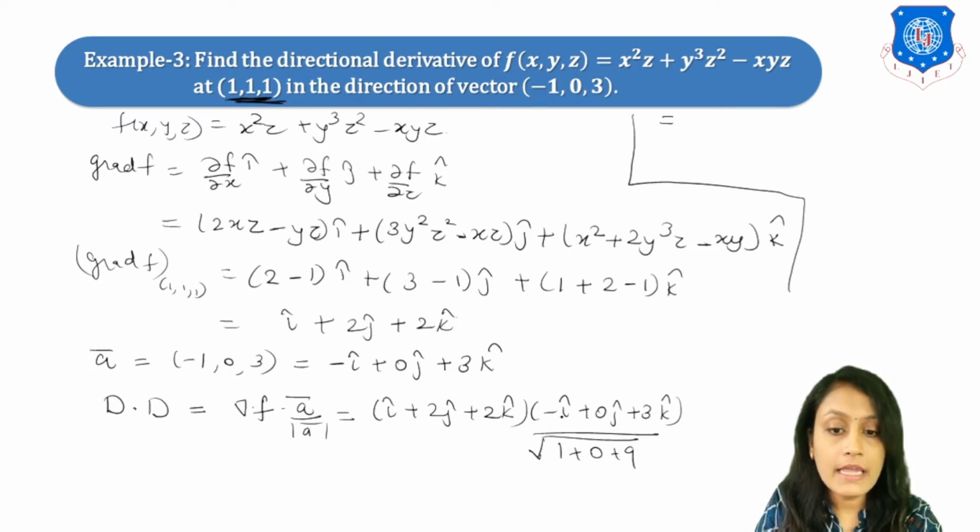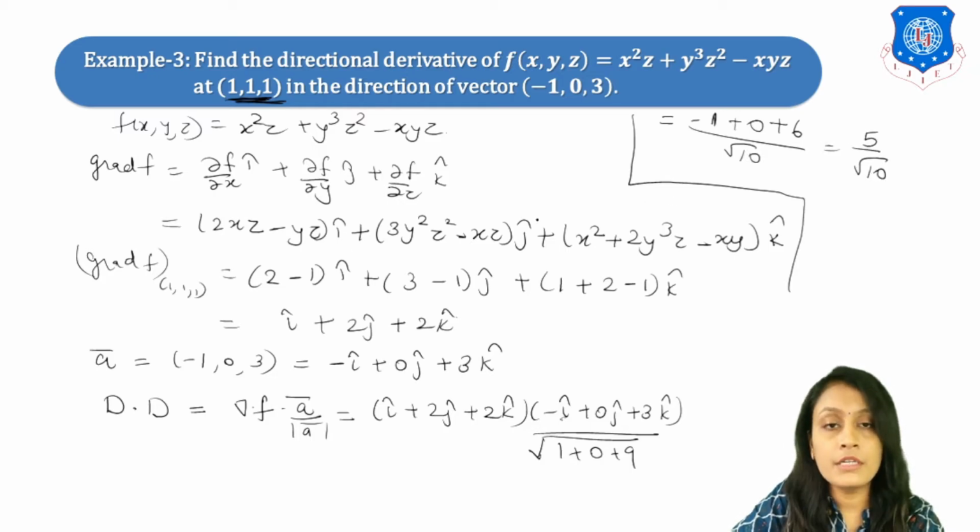So we will multiply i into i, it will give you 1, j into j 1 and k into k 1, okay. And i with j and k will give you 0, j with the other two will give you 0, okay. So we have to just multiply the i, j, and k terms, okay. So here 1 into minus 1, it will give you minus 1, alright. Then 2 into 0, it will give you 0. Then 2 into 3, it will give you 6. So plus 6 upon under root 10. Okay, just simplify this. So your answer is 5 upon under root 10.